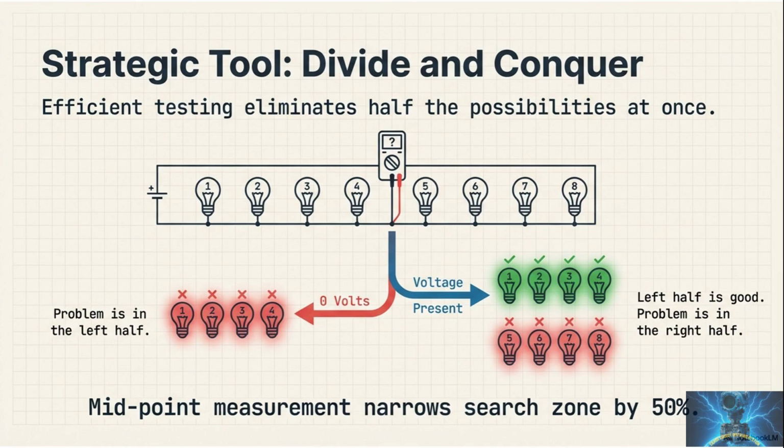Divide and conquer is the fastest way to shrink a search zone. Instead of checking every point in order, you take a midpoint measurement and ask, is the expected voltage present here or not? That one measurement can cut the possible fault region in half. Then you repeat. Midpoint again within the remaining suspect region. This approach turns long wiring runs and complex panels into a small number of decisive measurements. It also reduces disruption because you are measuring intelligently, not disassembling everything.